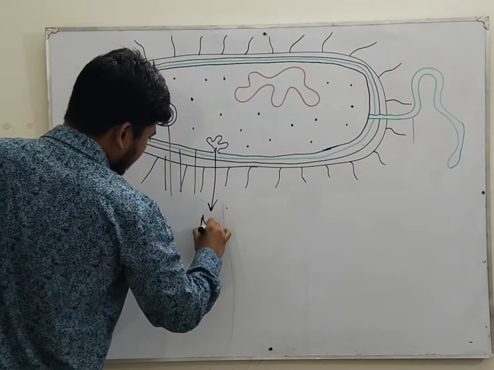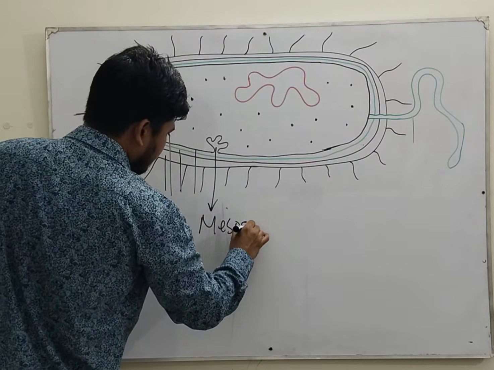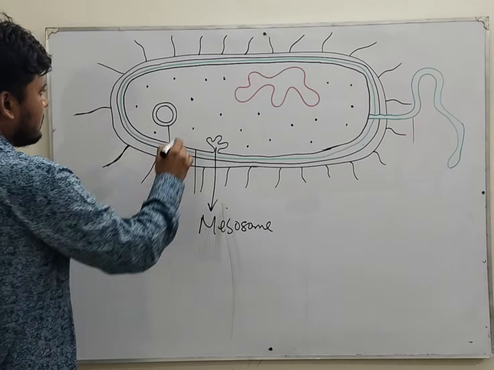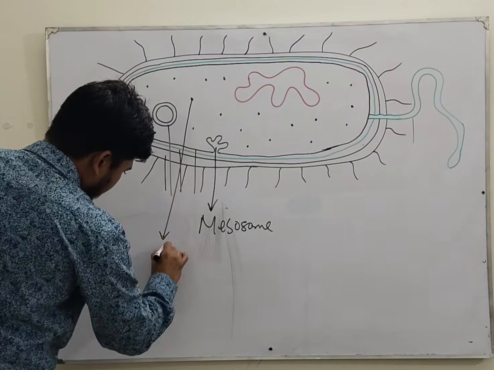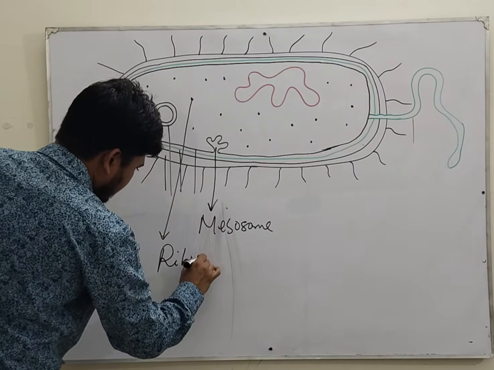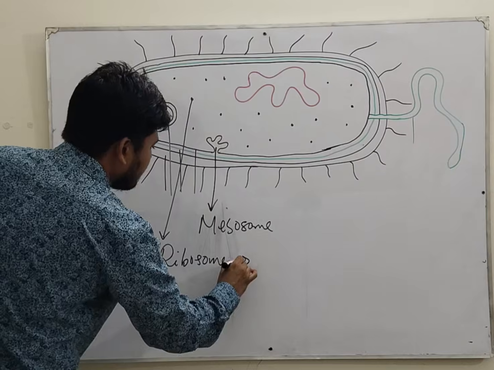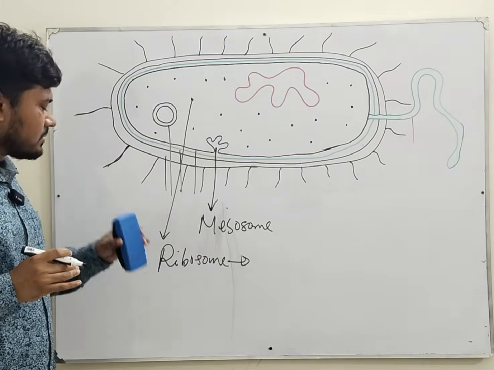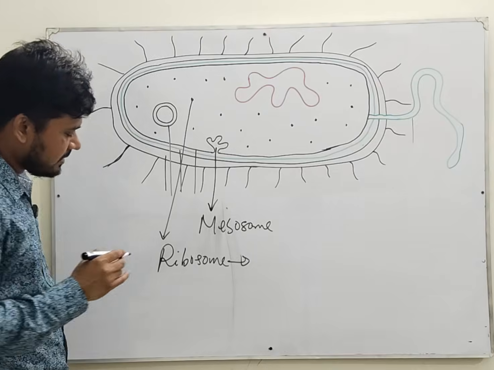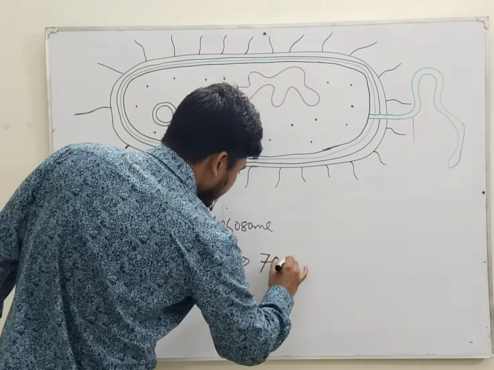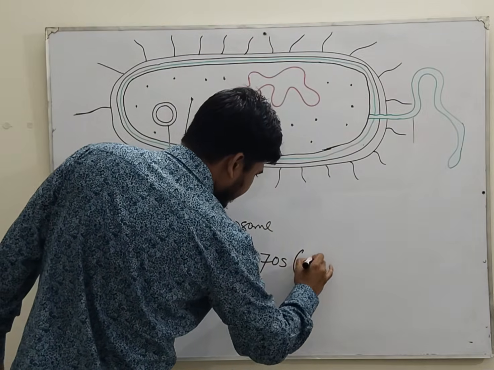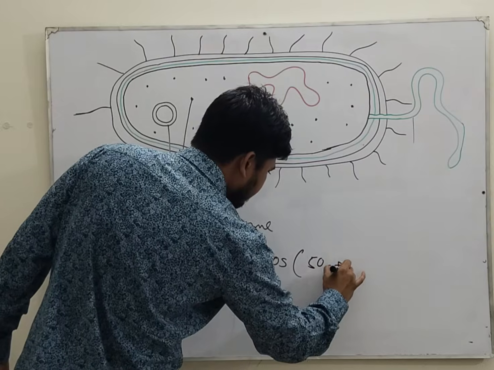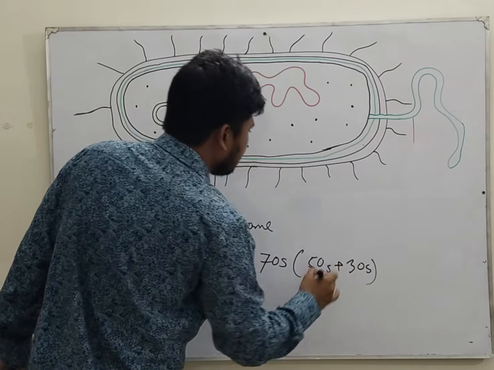This structure is called mesosome. This is ribosome. The function of ribosome is to synthesize protein. Bacterial ribosome is 70S and it is subdivided into 50S plus 30S.